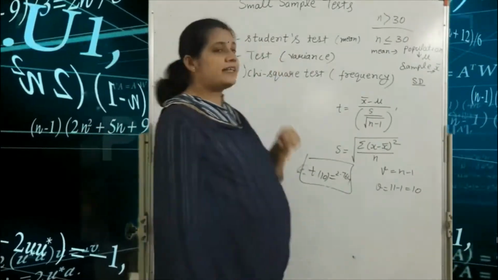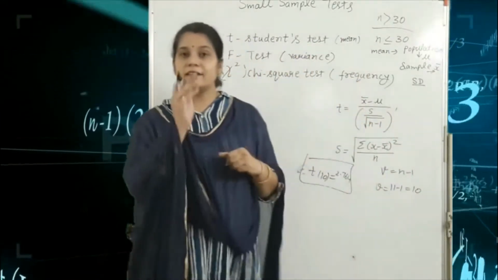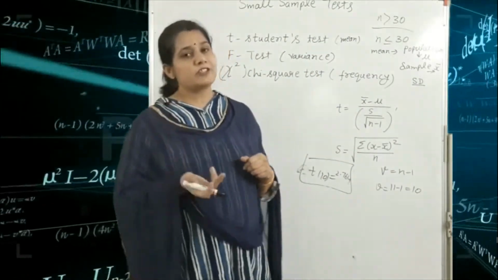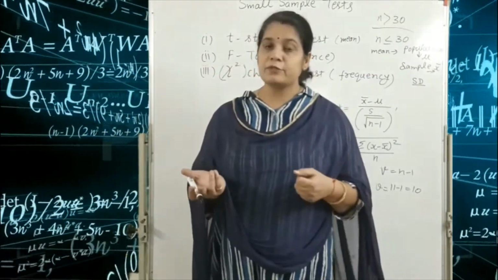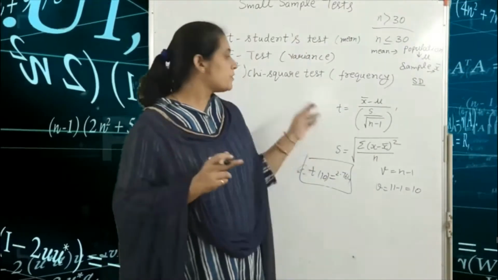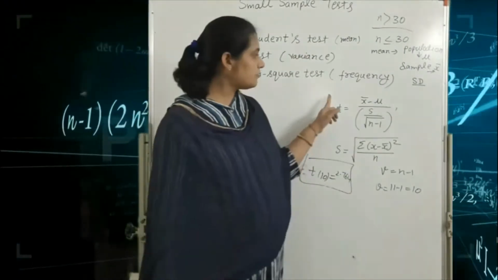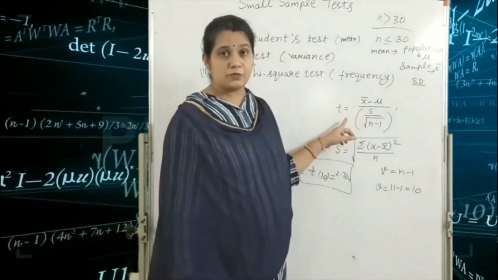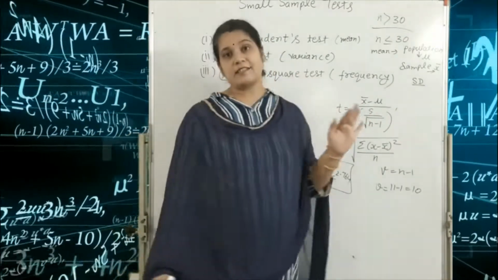So you write here the six steps. First you write the null hypothesis. After that you write the alternative hypothesis, level of significance, and the test statistic. So we use the test statistic. The formula is t equal to. In a large sample we write here the capital Z.